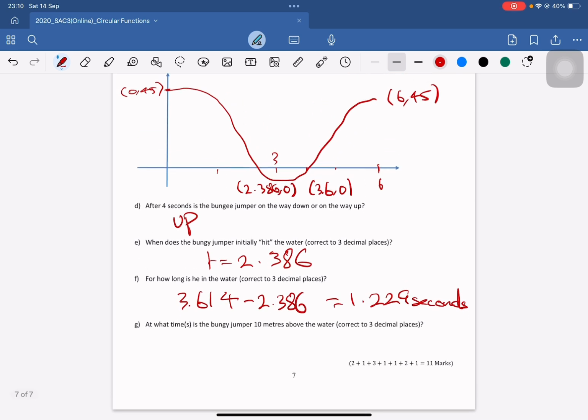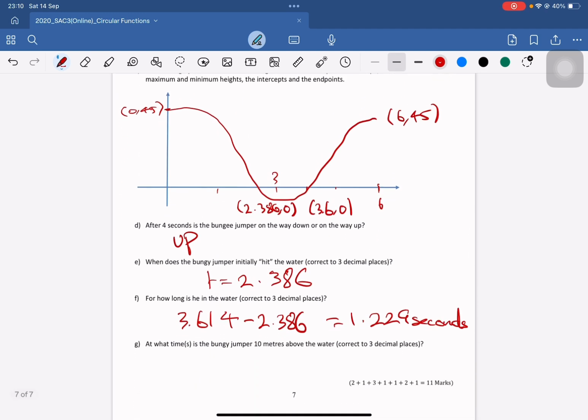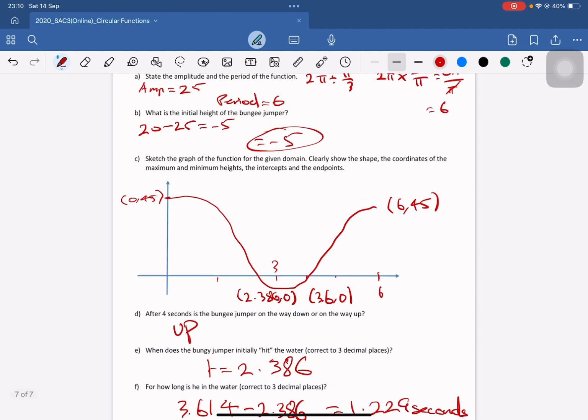At what time is the bungee jumper 10 meters above the water? I'm going to correct this to 3 decimal places. 10 meters above the water. So you're going to sub in 10 for height, and you're going to solve for t. And you're going to get two answers, which is t equals 1.893 and t equals 4.107. And that's basically it.